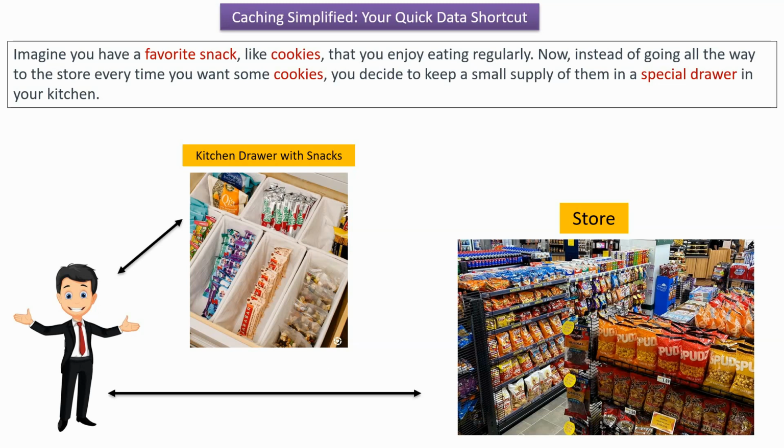In this video tutorial I will explain what is hashing. Imagine you have a favorite snack like cookies that you enjoy eating regularly. Now instead of going all the way to the store every time you want some cookies, you decide to keep a small supply of them in a special drawer in your kitchen. Once you do that, whenever you want a cookie, you don't need to go to the store and get the cookies. Instead, you can get the cookies quickly from the kitchen drawer.